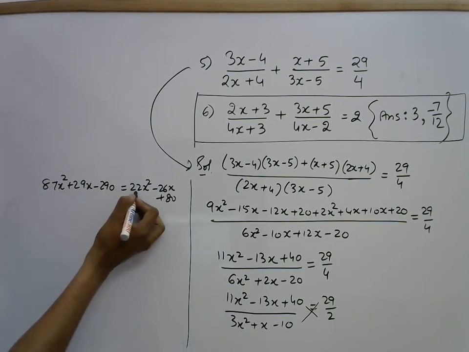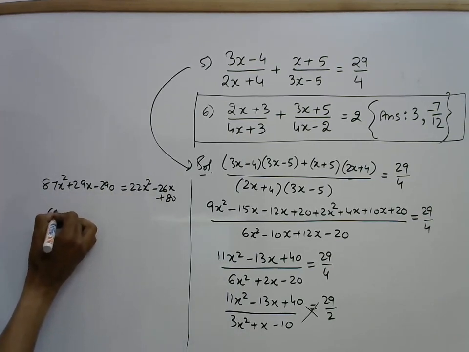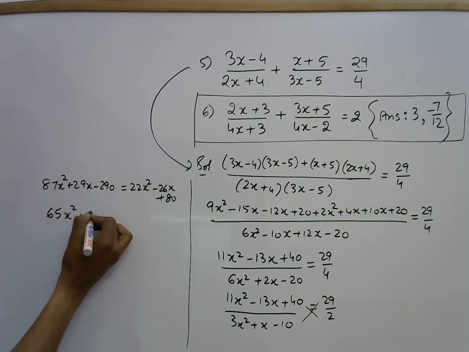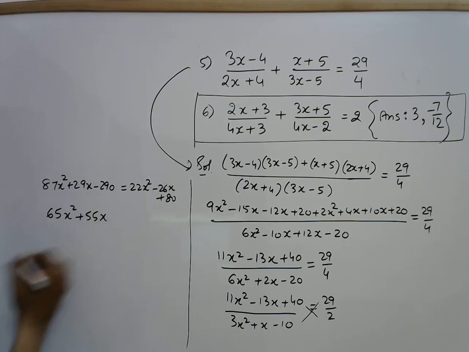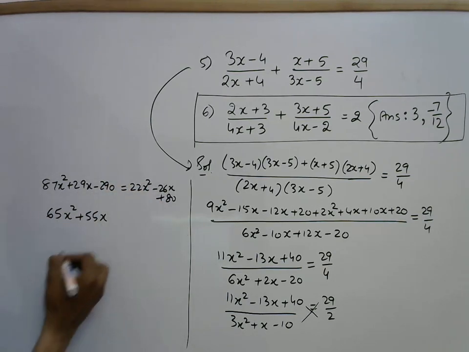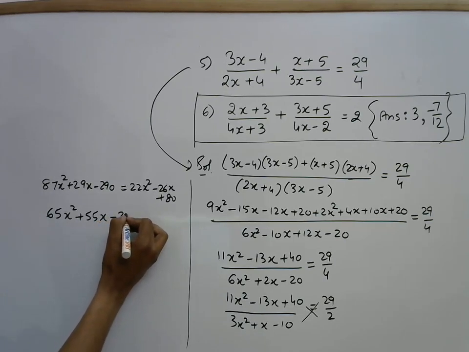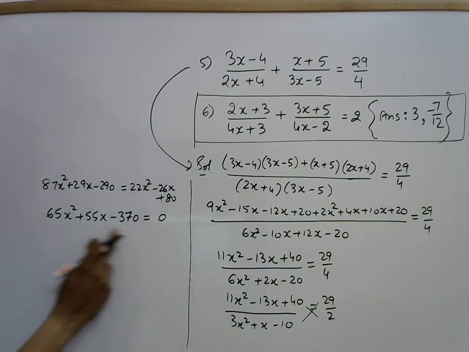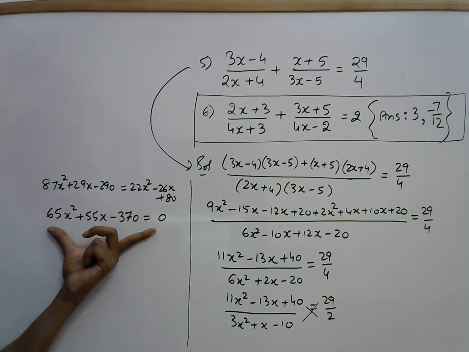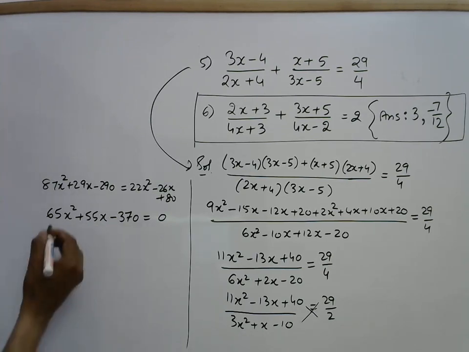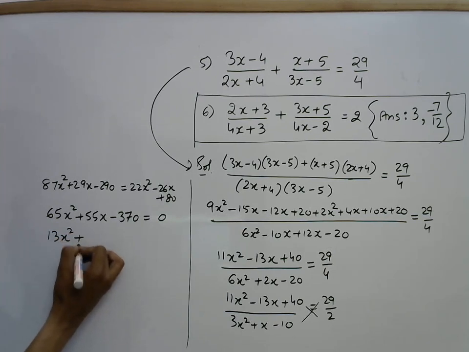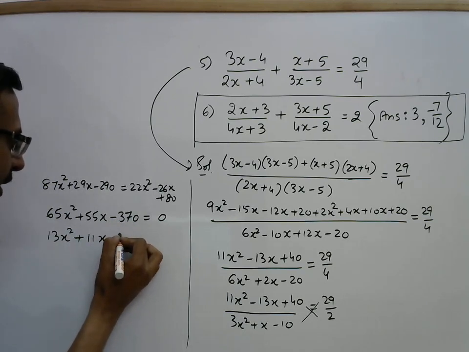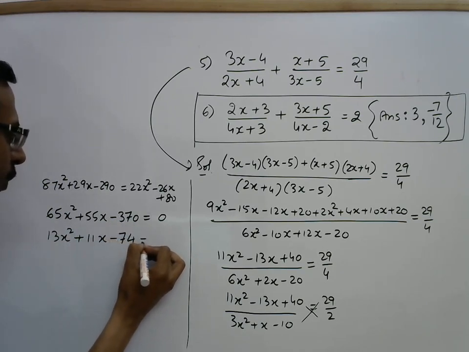So 87 minus 22 is 65x square. So 29 and plus 26, 55x, and minus 290 minus 80 is minus 370 equal to 0. So here we obtain a quadratic equation which contains a common factor 5. So we need to cancel that common factor also. So 13x square plus 11x minus, if you divide this by 5, you get 74 equal to 0.